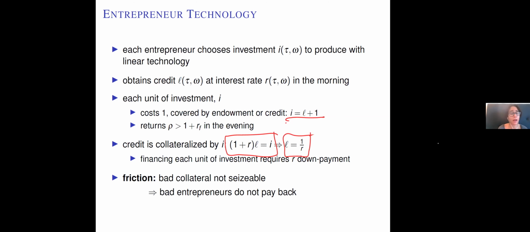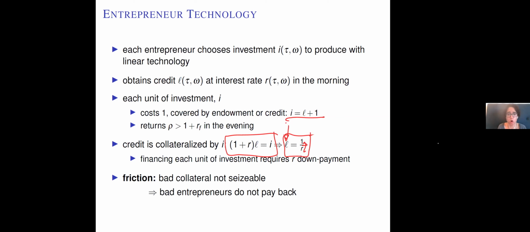That means an entrepreneur who faces a higher interest rate can borrow less. That's very simple and straightforward. Now that takes us to the first friction of the model. The model has 2 frictions. I'll get to the second one, and that's about information. So the first friction is that bad collateral is not seizable.